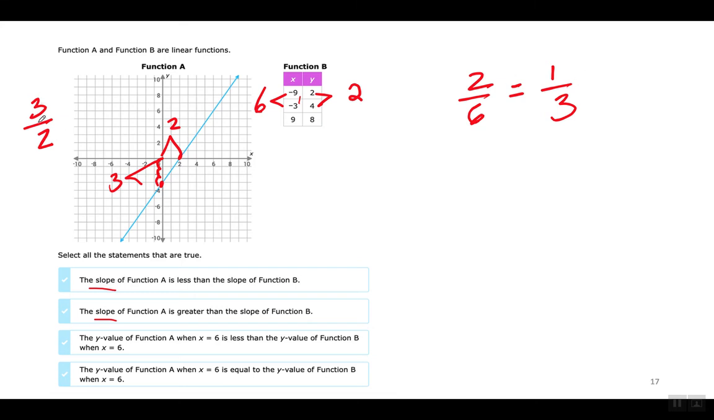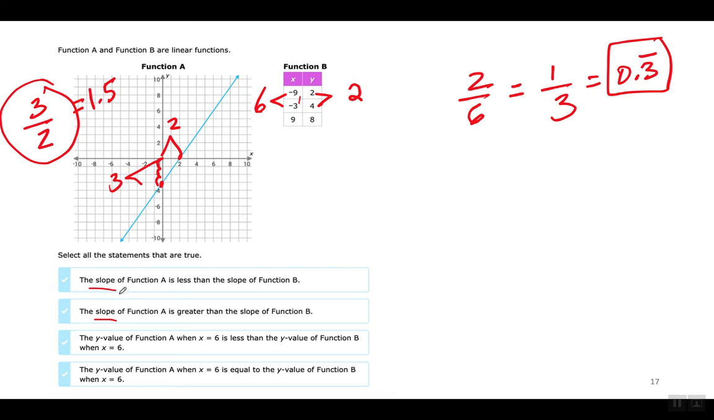So 3 over 2 versus 1 over 3, this one is bigger, a lot bigger. Because if you divide 3 by 2, you get 1.5, and if you divide 1 by 3, you get 0.3 repeating. The 3 keeps repeating to infinity. So the slope of function A is greater than the slope of function B.